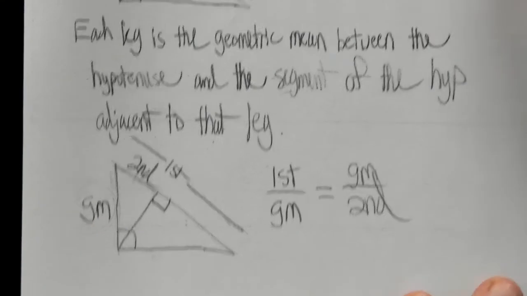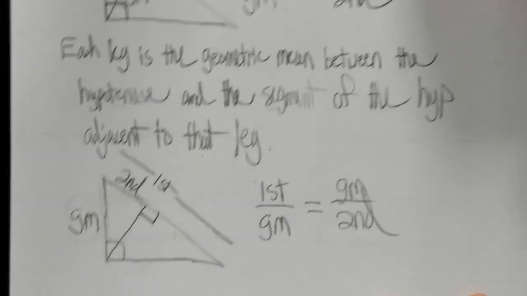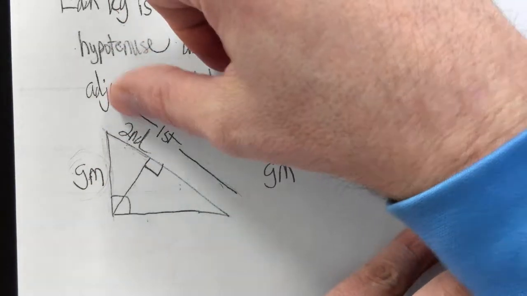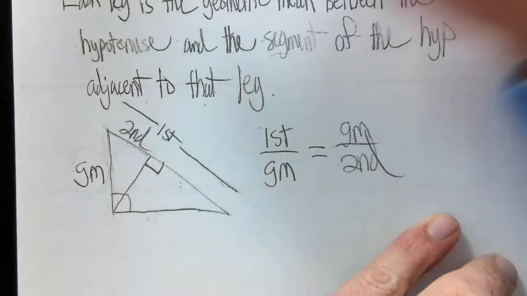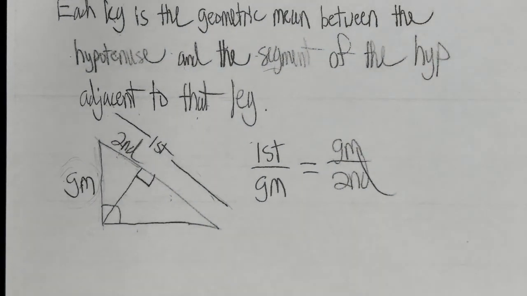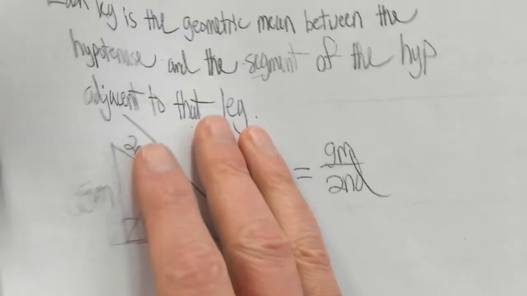Okay, so these are really the two setups that we're going to be using. All right? So either the altitude is the geometric mean between the two pieces, or the leg is the geometric mean between the whole hypotenuse and the piece of the hypotenuse connected to that leg. It'll be one of those two setups. Okay, so now, how we utilize these theorems becomes a little more apparent once we actually start taking a look at some of the problems.